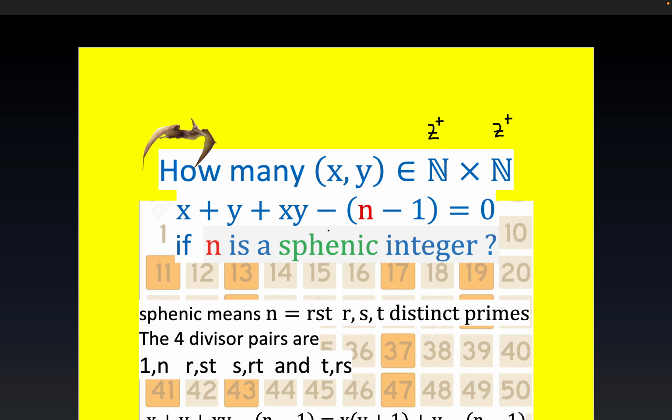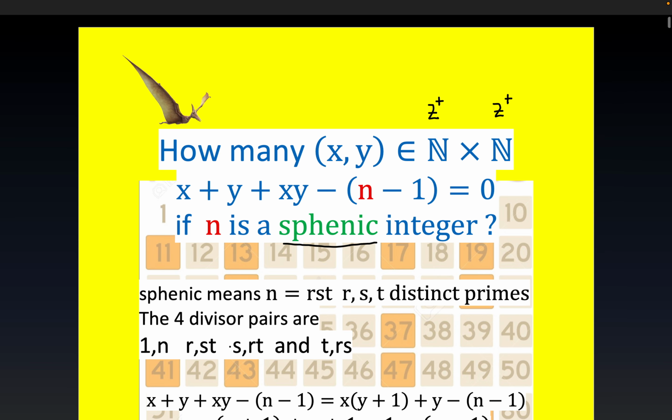And so, in this kind of obscure term, I guess, what is a sphenic integer? Well, I don't even know the etymology of the word, but it means that n is the product of exactly 3 distinct primes. R, S, and T are distinct primes, okay? And so it's very clear that the only possible divisor pairs are just 1 times the number itself, and then you break it up into these 3 other combinations, okay?